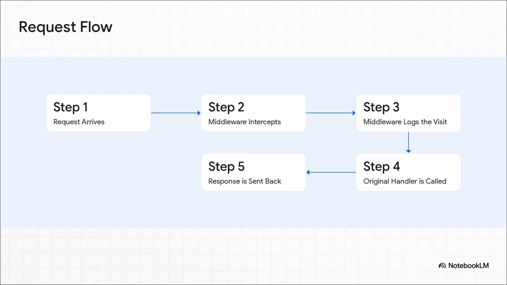And we can actually trace the flow of a request. So step 1, the request arrives. But does it go straight to your main logic? Nope. Step 2, the middleware intercepts it. It's the security guard. Step 3, the middleware does its thing. In this case, it logs the visit. And only then, in step 4, does it call the original handler, our VIP. Finally, the response goes back out. It's such a clean, predictable sequence.